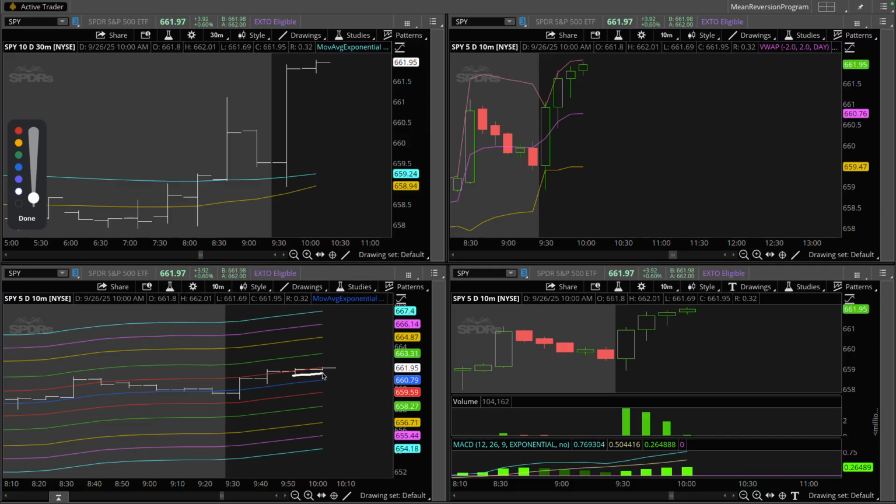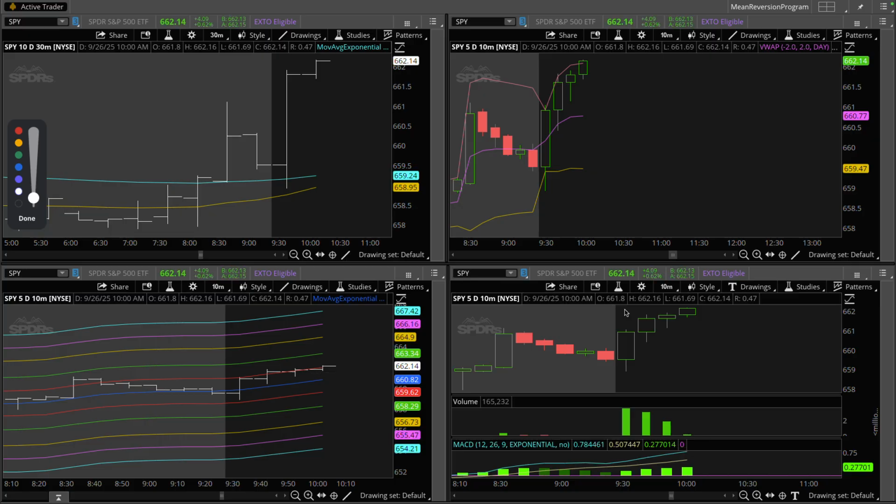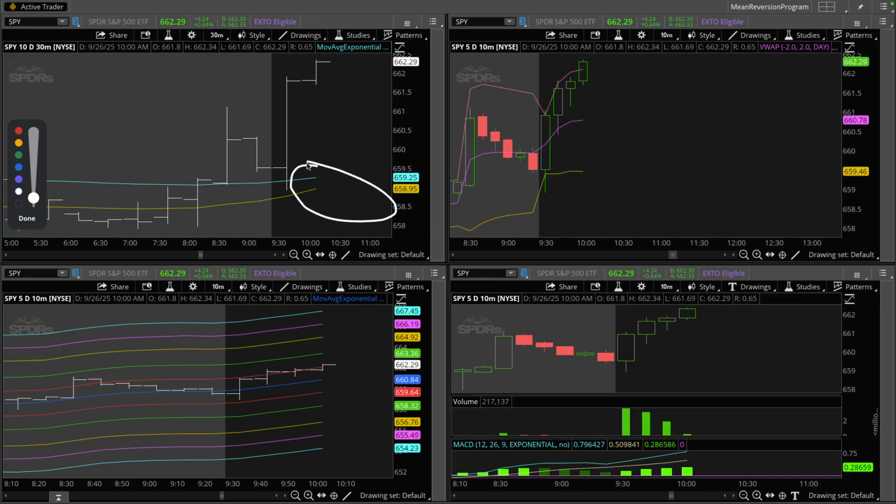Look at that. We're kind of flattening out here on reds. Not much volume at all. We're getting pretty close here to going vertical.